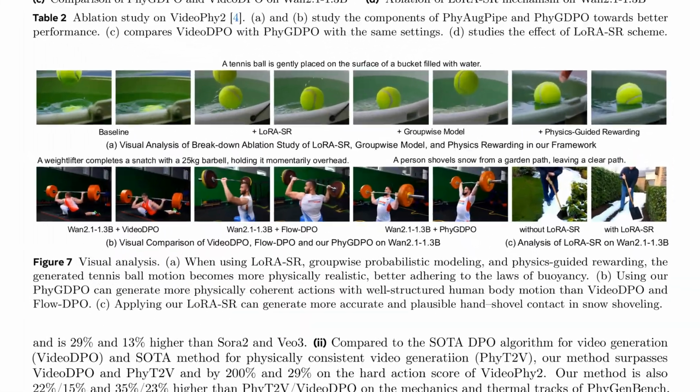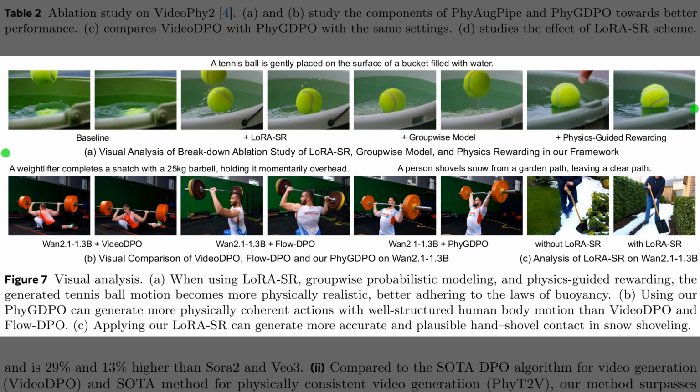Figure 7 offers a visual ablation to show exactly how these gains manifest. The top row, Panel A, tracks a tennis ball placed in water. As we move right from the baseline, adding the LoRa switch reference, group-wise modeling, and physics-guided rewarding incrementally improves the simulation, until the ball correctly floats according to buoyancy laws. In the bottom left, Panel B compares weightlifting generations. While Video DPO and Flow DPO distort the athlete's body, the proposed method maintains a coherent physical structure. Finally, Panel C on the bottom right demonstrates that the LoRa switch reference alone significantly refines contact points like the hands gripping a snow shovel.